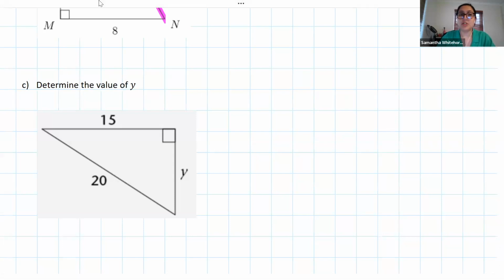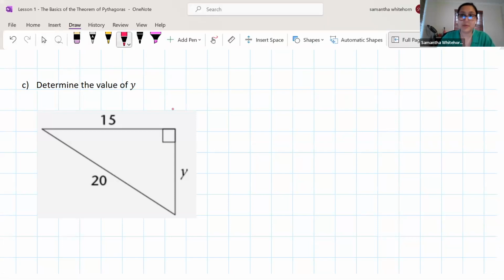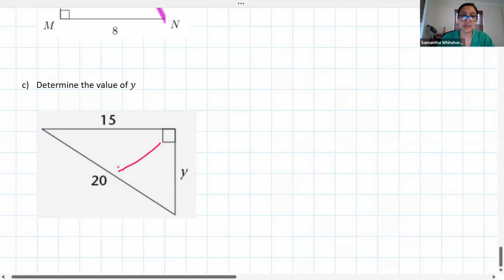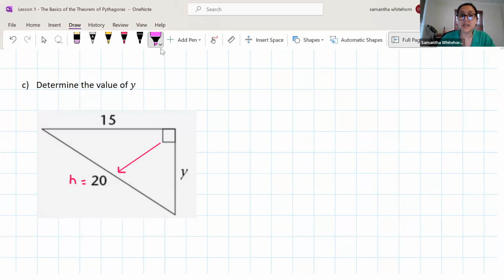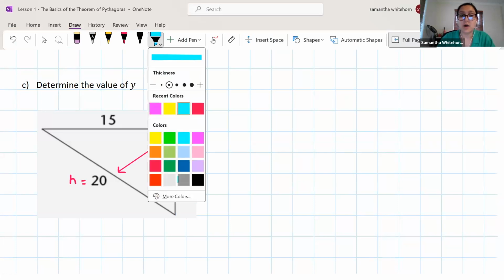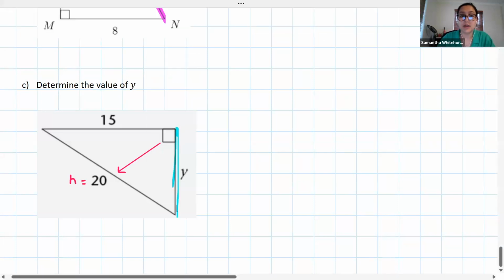We have been asked to determine the value of y. Now again, before we do anything, we identify our hypotenuse. Here's my 90-degree angle. The side opposite it is my hypotenuse. So in actual fact, our hypotenuse is 20. We've been given the hypotenuse. What we've been asked to find here is the side y, this side down the right-hand side.